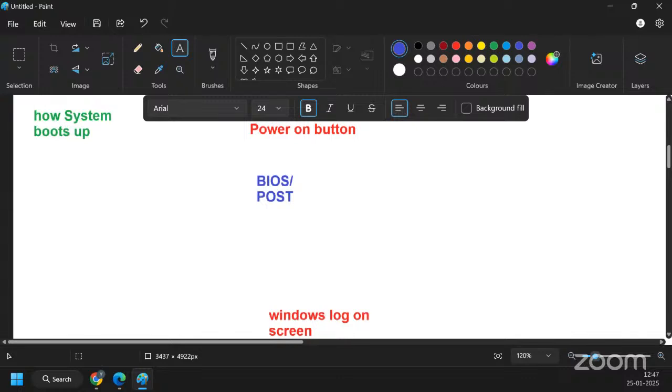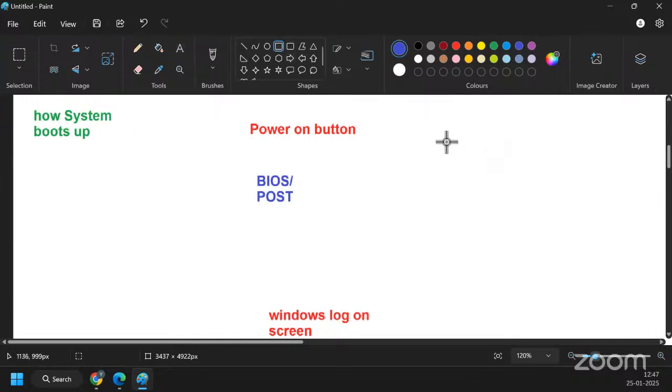I think the CPU itself is programmed to look into the BIOS. So for that, what is happening is we have the processor over here.